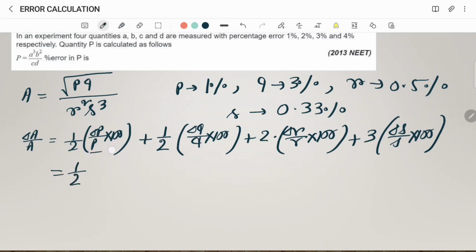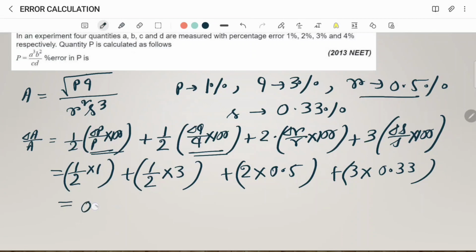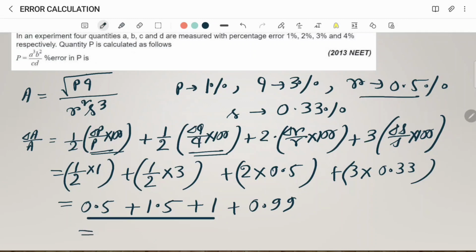So half into the percentage error in P is given as 1. Half into percentage error in Q is given as 3. 2 into percentage error in R is given as 0.5. And that in S is given as 0.33. So it becomes 0.5, 3 by 2 is 1.5, this is 1 and this is 0.99. So our answer becomes 2, 3, 3.99. This is the percentage error in the measurement of A.